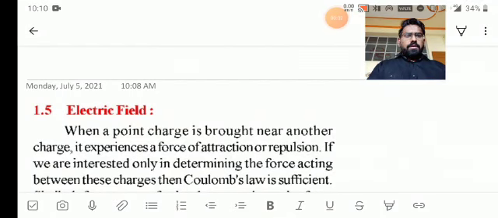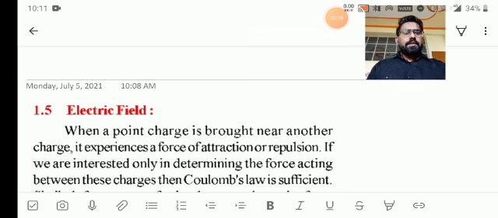Hello students, in the last class we discussed Coulomb's law and the vector representation of Coulomb's law. In this session we will discuss electric fields, because you know that if a charge is kept in any medium, then the surrounding area experiences some electric force, and this is due to the electric field. We will discuss the electric field and the intensity of the electric field. So let's start the session.